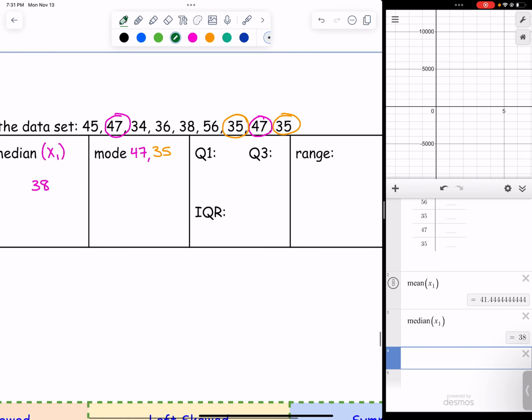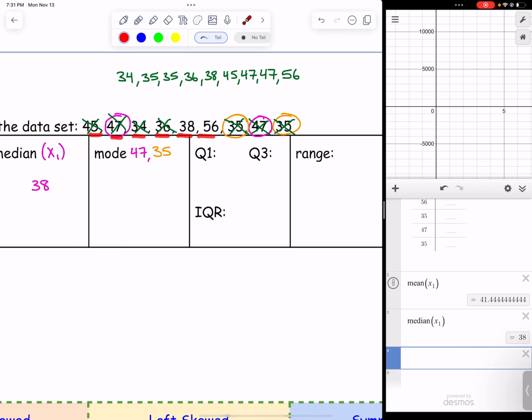We're going to list them from smallest to largest first. So looks like 34 is the smallest. Then we had two 35s. Okay. Then we have 36. Then 38. 45. Two 47s. And 56. Okay. So again, I had 1, 2, 3, 4, 5, 6, 7, 8, 9.